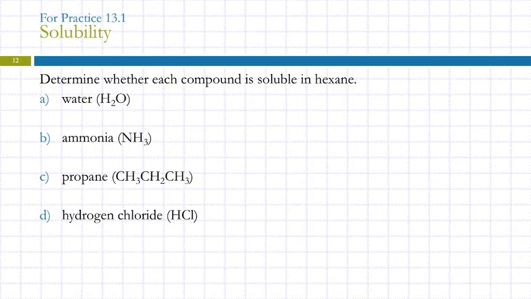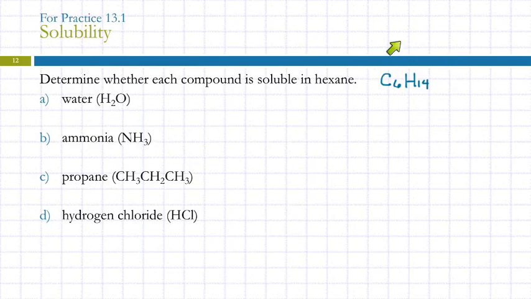Determine whether each compound is soluble in hexane. So we need to know what hexane is. In this name, we've got hex, which is a numerical prefix, and ane, we learned a while ago that those are alkanes, they're just carbons and hydrogens. And hex means 6, so hexane would have 6 carbons. So it'll be C6 and a bunch of H's. It doesn't matter if you know exactly how many H's there are. It happens to be 14.